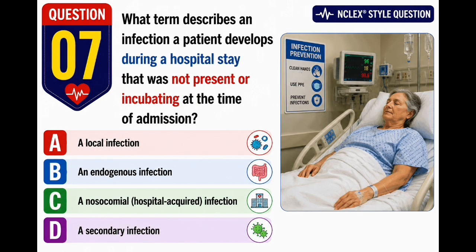Question 7. What term describes an infection a patient develops during a hospital stay that was not present or incubating at the time of admission? A, local infection. B, an endogenous infection. C, a nosocomial, hospital-acquired infection. D, a secondary infection.